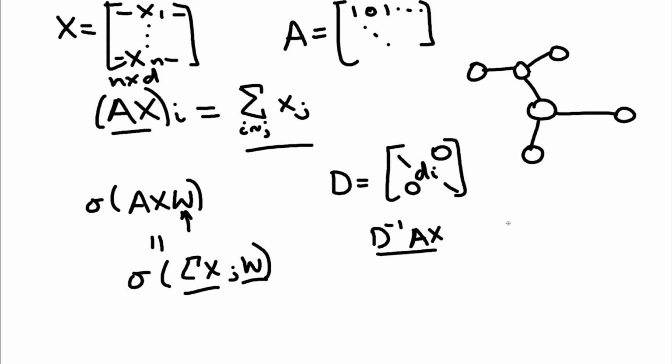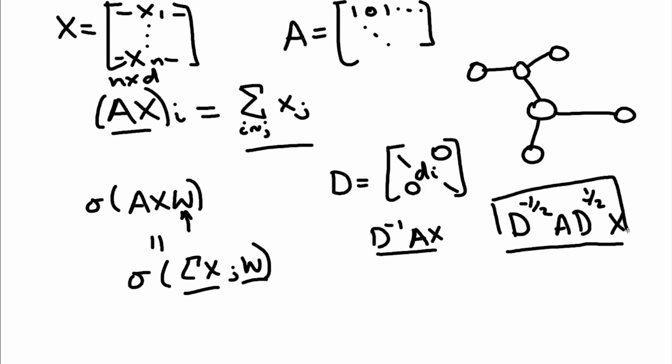But what is done more commonly in practice is normalizing in a slightly different way, normalizing on both sides by D to the minus a half, right? This is what's done more in practice, because this normalization is slightly more interesting. Here you can imagine the first one behaving like 1 over di, right? Here instead it behaves as 1 over the square root of di dj. So it's a slightly different normalization, but this tends to be preferred in practice. Empirically it tends to perform better usually, and so on.